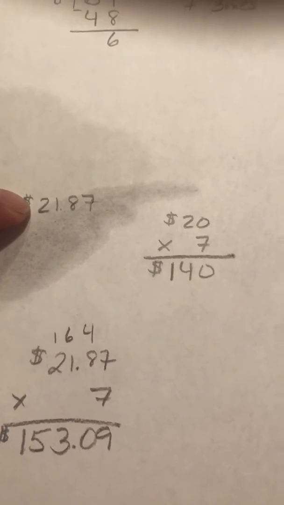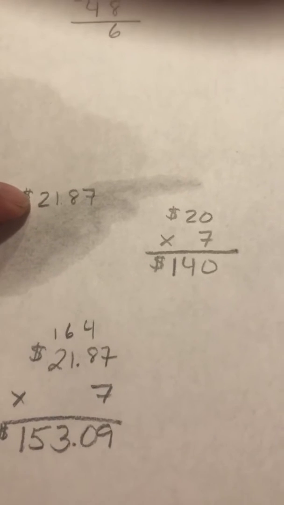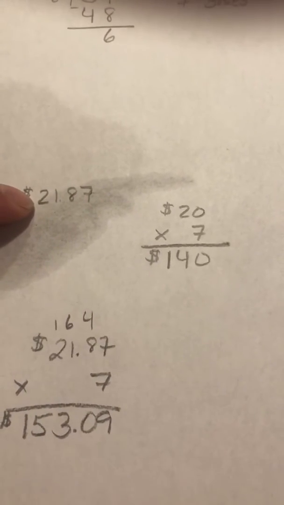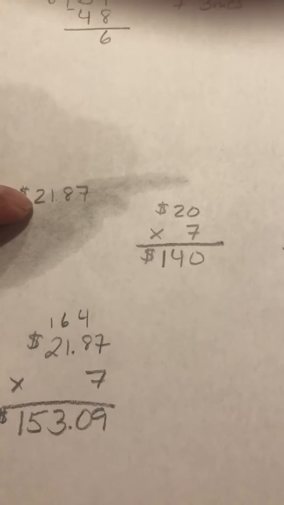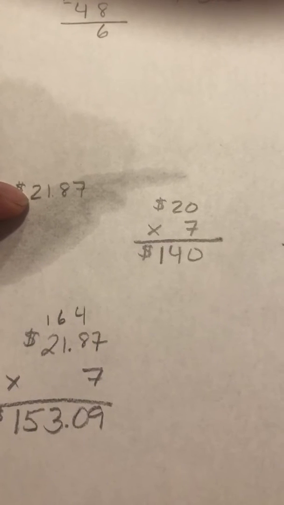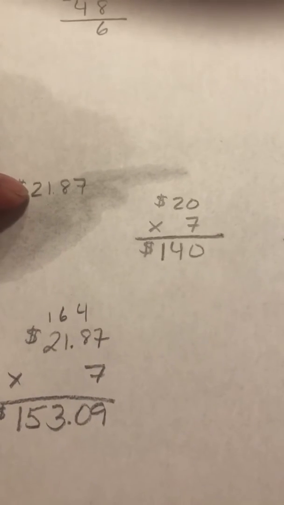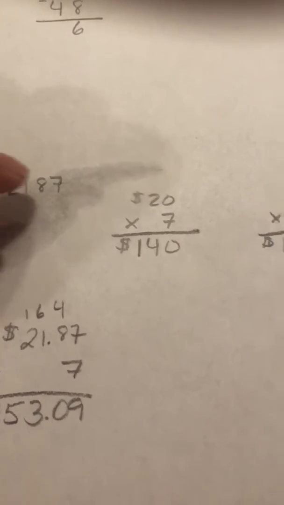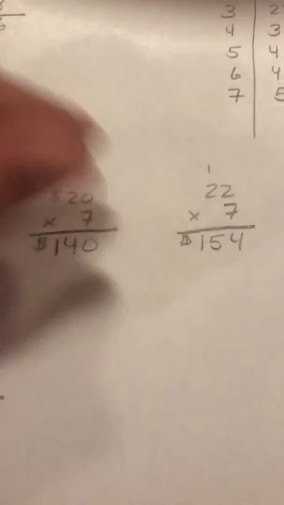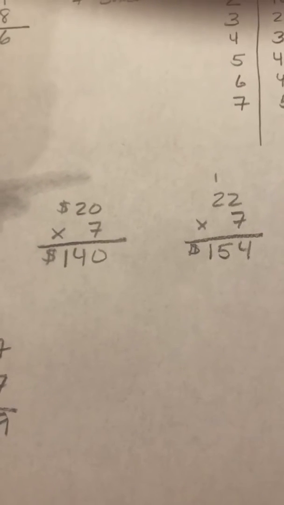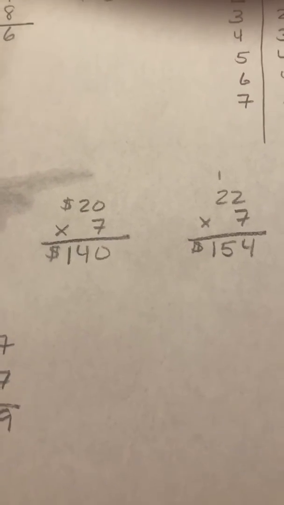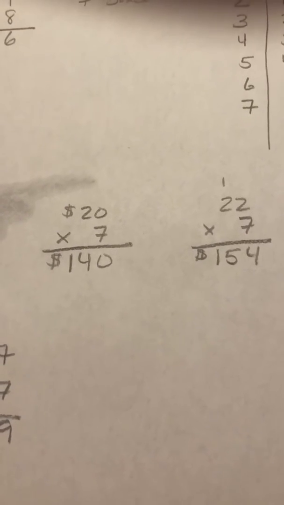So when we estimate, we want to keep it fairly simple so that we don't have to spend a lot of extra time multiplying it out in depth. So again, we just want a ballpark figure. So 20 is fine in this case. Now some people might have rounded their $21.87 to 22. Now if you do 22 times 7, we end up with 154. Now again, that's another way of estimating. That one's going to be a little bit more accurate. However, it's not as easy to do in your head.